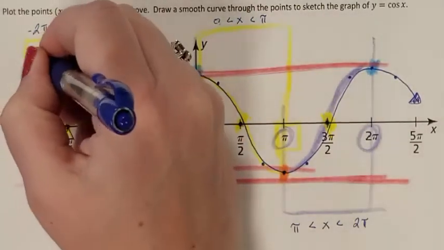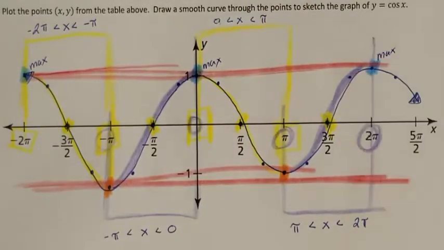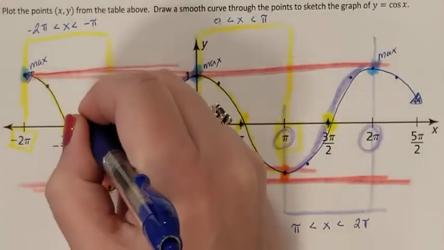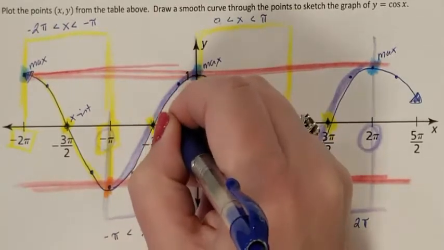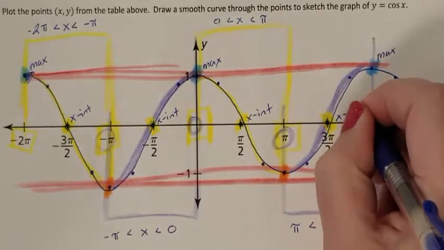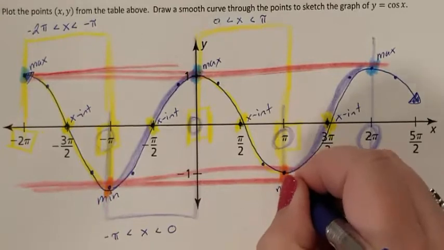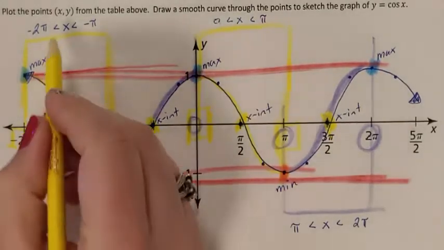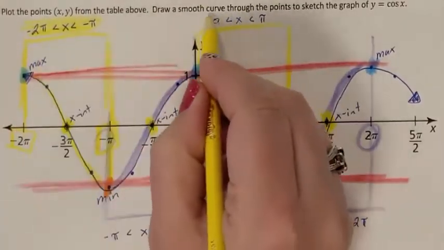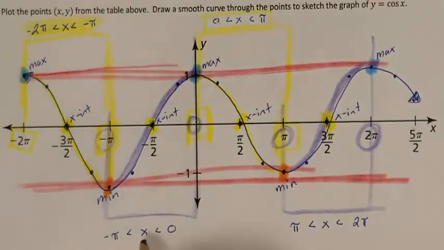So this was a max, this was a max, and this was my max. I observed this x-intercept, this x-intercept, this x-intercept, and this x-intercept. This was a min, and this was a min. This was a decreasing interval and another decreasing interval. This was an increasing interval and another increasing interval.